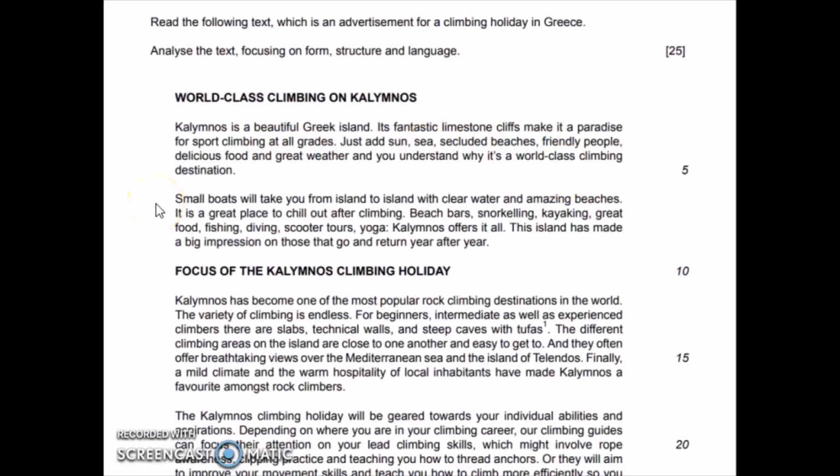Now we see how this advertisement is targeted to a specific audience. It appeals to a broader audience by mentioning additional activities and attractions beyond the climbing, like beach bars, snorkeling, kayaking, fishing, diving, scooter tours, yoga. It suggests that Kalymnos offers something for everyone.